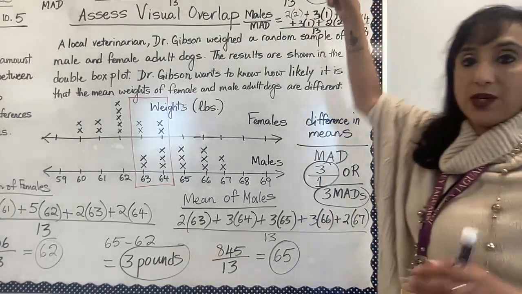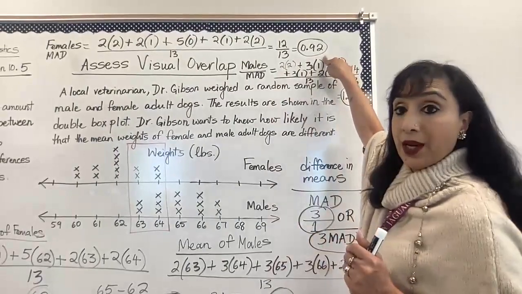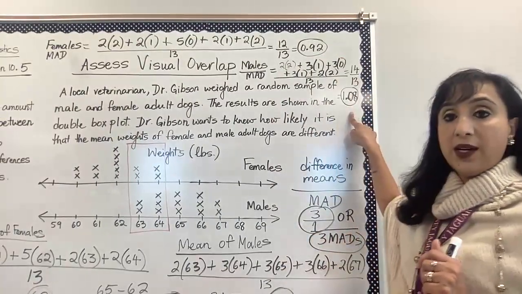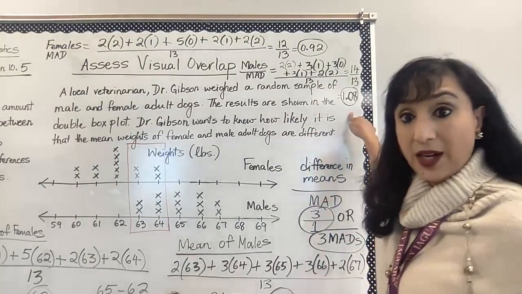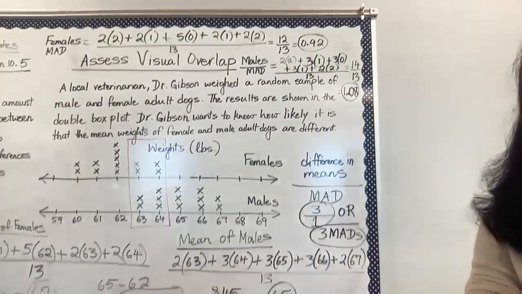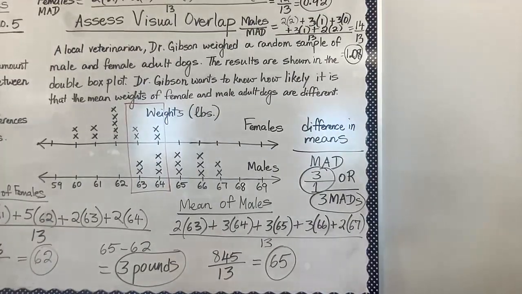Because that's going to round, this is going to round to 1. This is going to round to 1. So that is why I'm saying the mean absolute deviation is 1. Okay, and so now let's look at that again. Difference in means is 3 over 1, or 3 MADs.